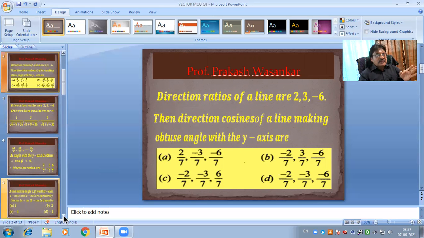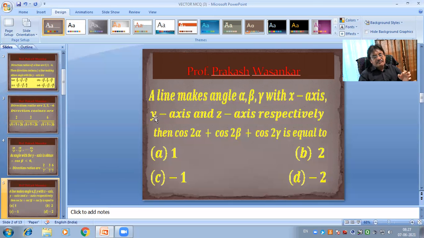Next, second MCQ. And second MCQ is: a line makes angle alpha, beta, gamma with x-axis, y-axis and z-axis respectively. Then cos 2 alpha plus cos 2 beta plus cos 2 gamma is equal to: option A, 1; option B, 2; option C, minus 1; option D, minus 2.